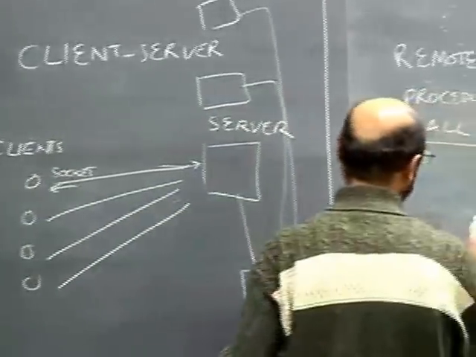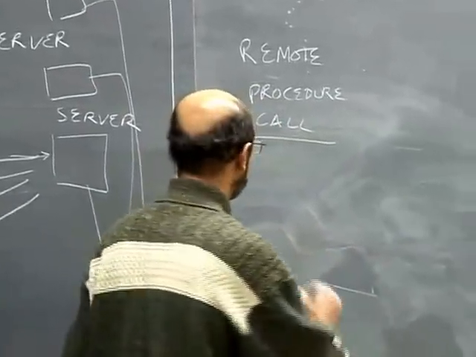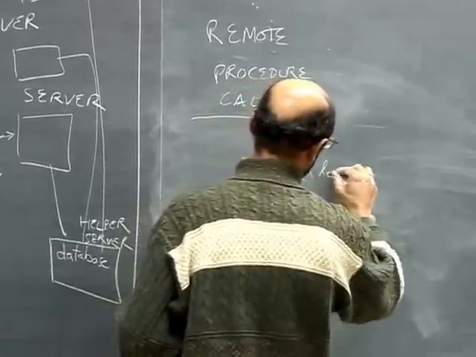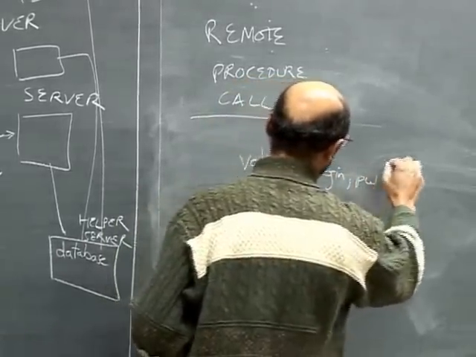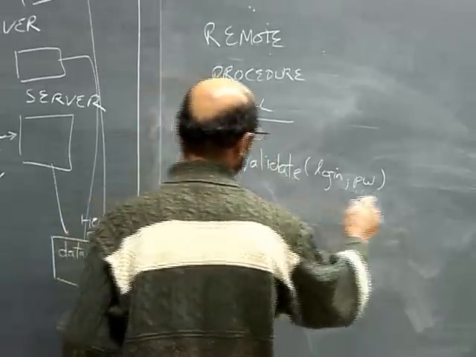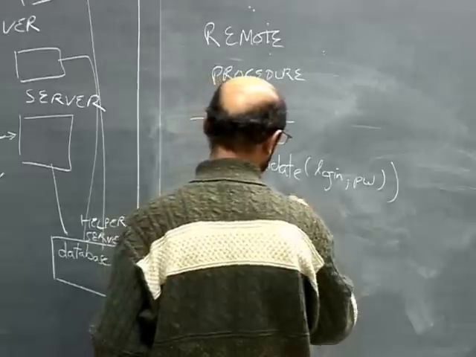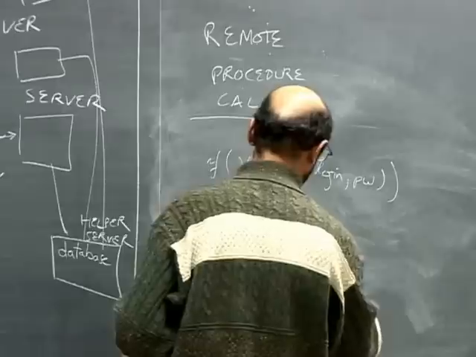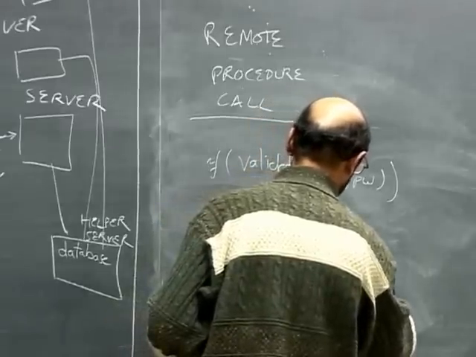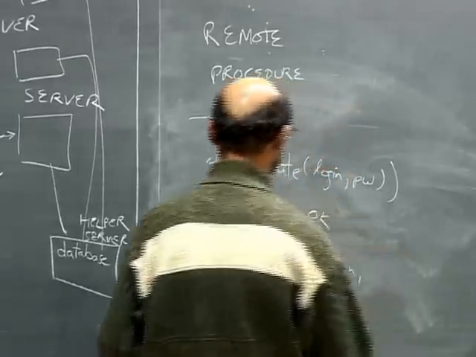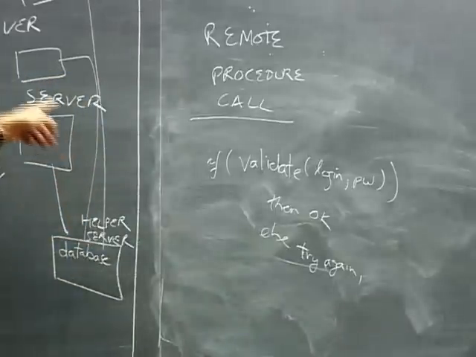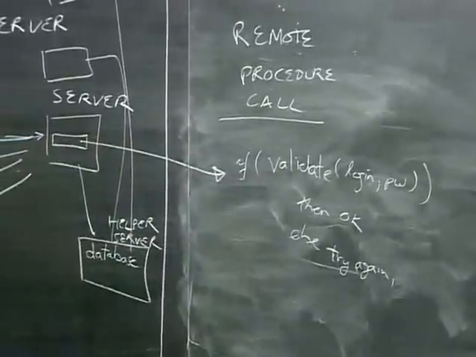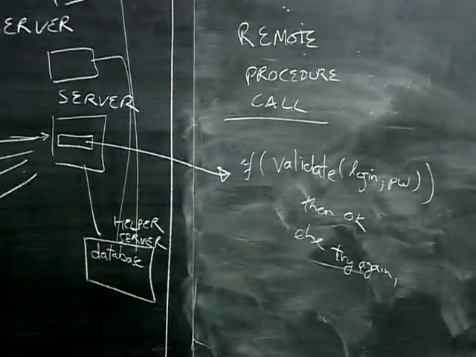We would like to have the following bit of code, which says something like this: validate(login, password). So if validate(login, password) is true, then OK, else try again. Okay, you want to kind of say, OK, go try again. This is sort of the bit of code. Where is this code running? It's running over here, right? This piece of code is running over here. Does that make sense? Okay, this is how you would do it.